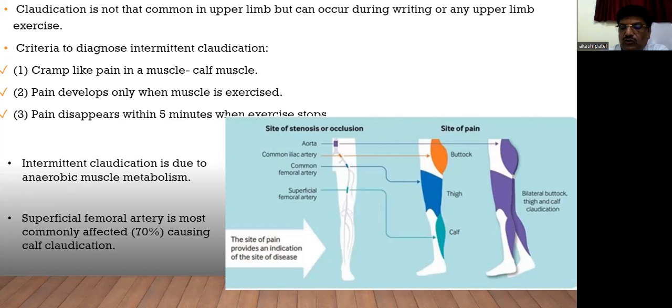Sometimes there are two blockages. There is one in the aorta and maybe one in the superficial femoral artery. So in that case, the distal one will come first. The patient will have claudication in the calf.